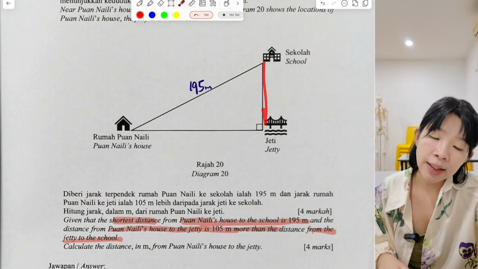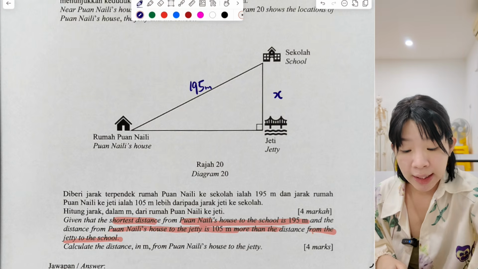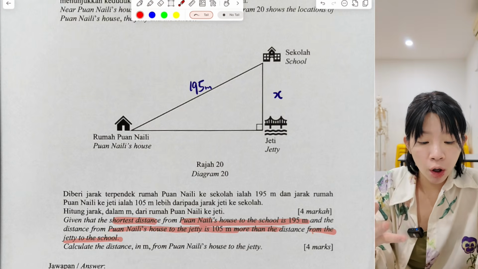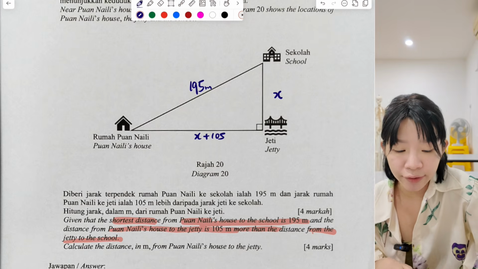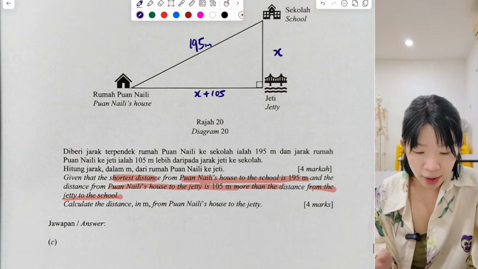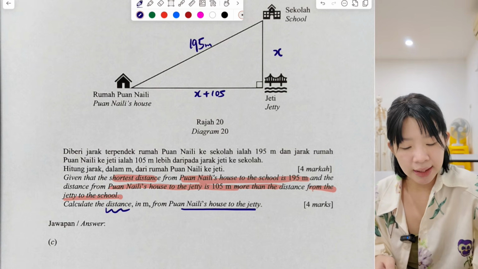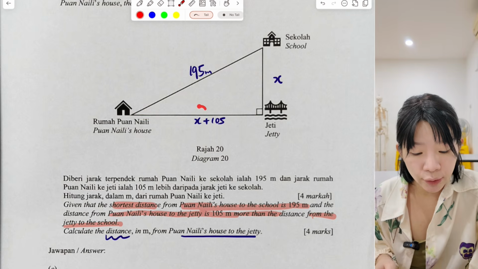Okay, from jetty to school, how much? They never give us, so we can put X first. Then they say the house to jetty is 105 meter more compared to this. So we can put X plus 105. Agree? Okay, so at the end, what do they want? Calculate the distance from Puan Naili house to jetty. So they want this distance, which means we need to find out X.